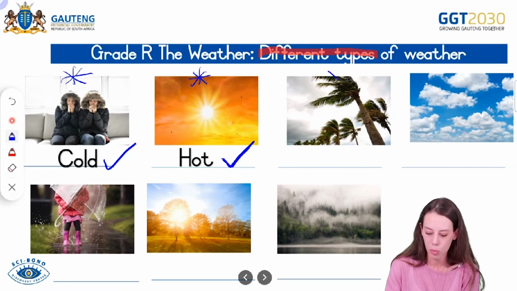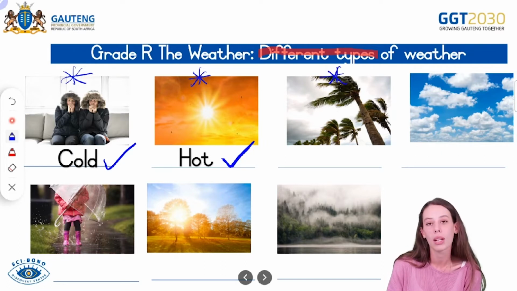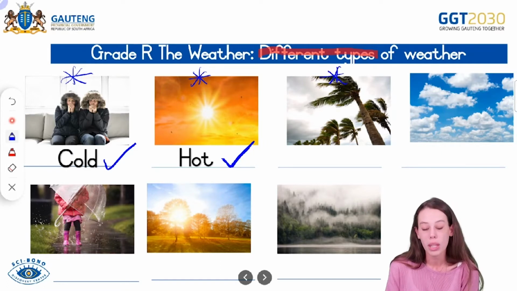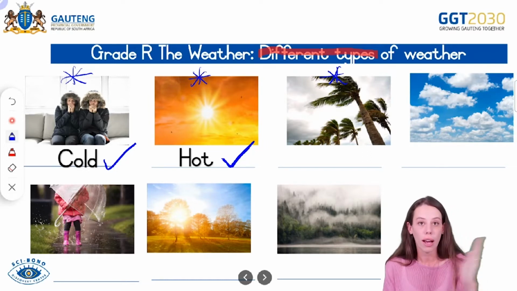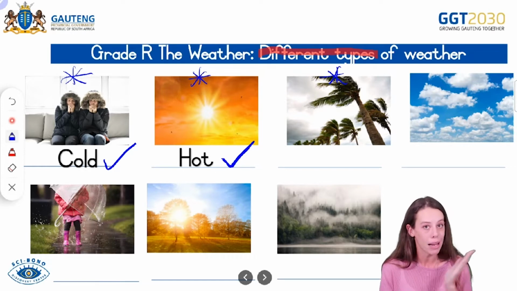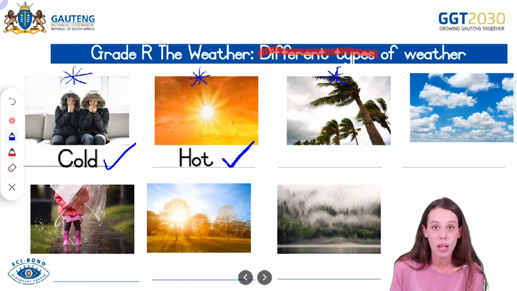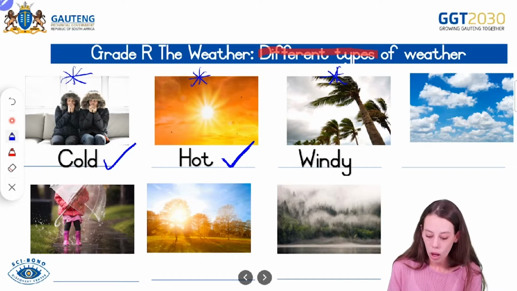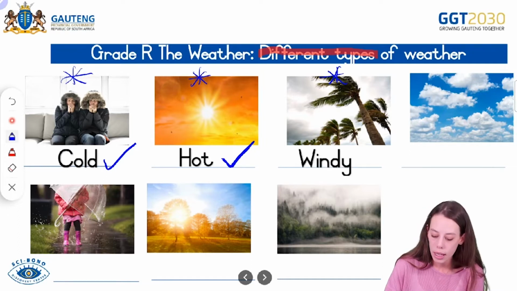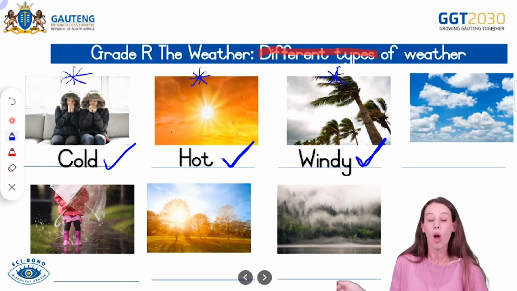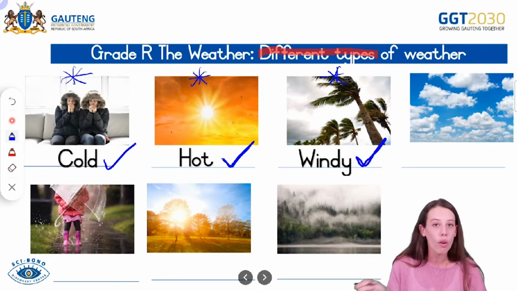Now let's look at this picture. What is happening to these trees, boys and girls? Do they look like they're standing strong and tall? Or do they look like they're being blown over by something? What's happening to these trees? What weather do these trees have? It is very windy, boys and girls. Absolutely. It is windy in that picture. All the trees are blowing all over the place. That means it is very windy.